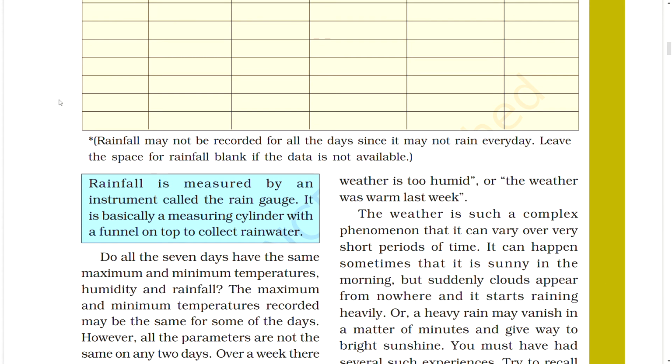Rainfall may not be recorded for all the days since it may not rain every day. Leave the space for rainfall blank if the data is not available. Rainfall is measured by an instrument called the rain gauge. It is basically a measuring cylinder with a funnel on top to collect rainwater.